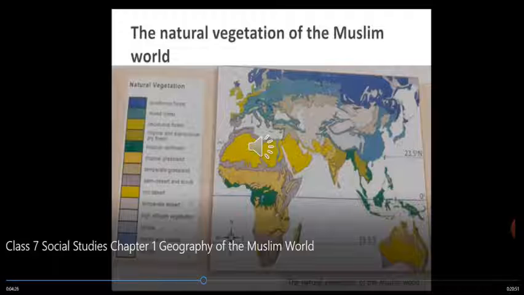So when I talk about natural vegetation in the Muslim world, the highest vegetation in the Muslim world is present in Malaysia and Indonesia. These are things we will get to in the next slide. Let's move to the next slide.